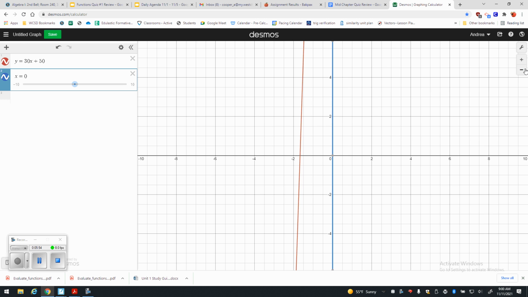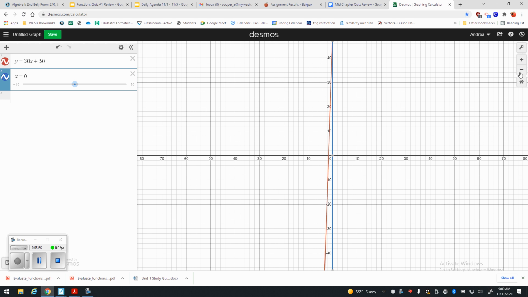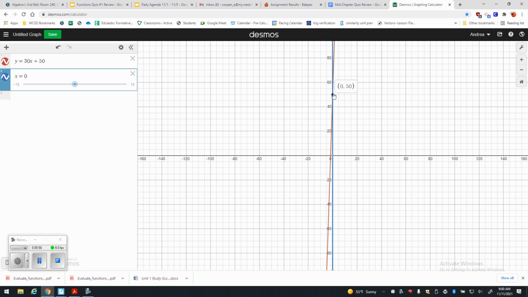And guess what I'm going to look for? Where they intersect. What's my first range value? Should you write it down? It's not 0. What is it? The 50. Be careful. You're doing your y's. Then my next domain value was what? 1. So I'm going to type in x equals 1. What's my range value? 80.